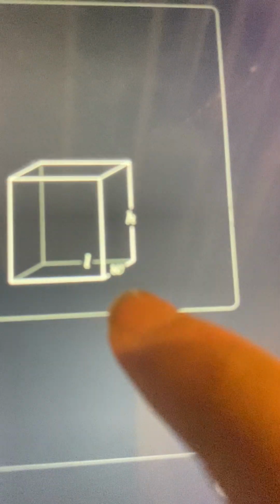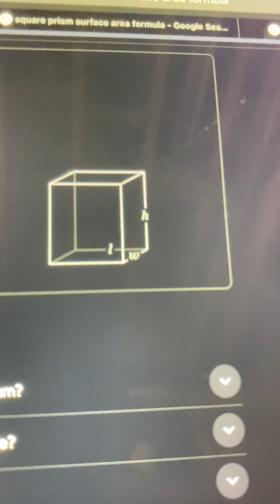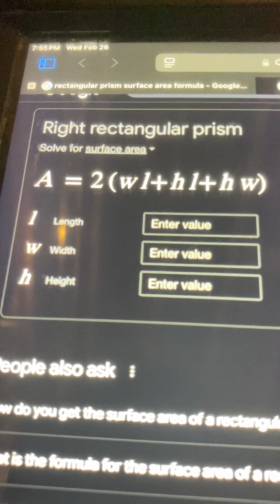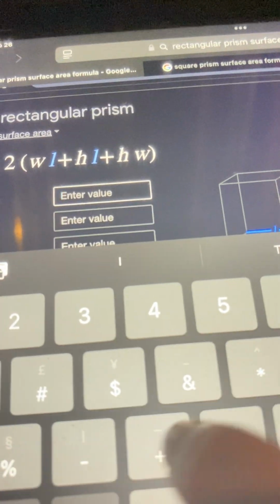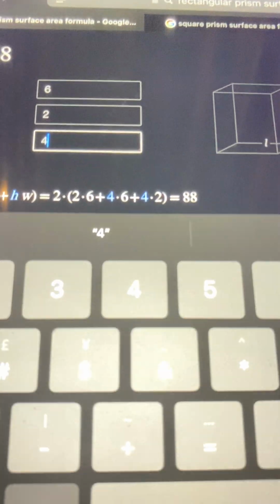So, if we look at this rectangular prism, the L stands for the length, or how long one of its side lengths is. The W stands for the width, or how wide it is. The H stands for the height, or how tall it is. And since it's a 3D shape, it has 3 dimensions: length, width, and height. So let's substitute the L, W, and H for whole numbers. Let's pretend that the length is 6, the width is 2, and the height is 4. We should get an answer of 88.